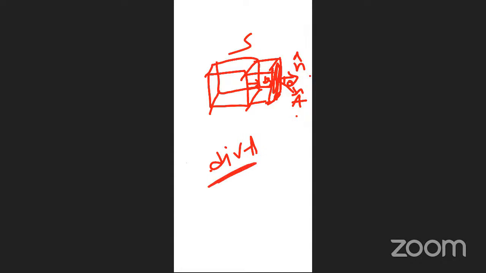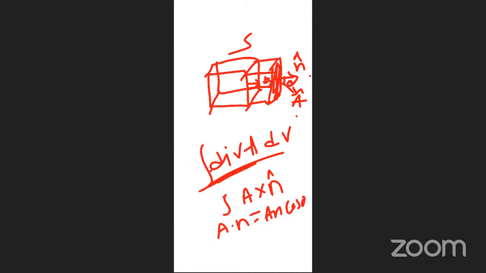Flux coming out of the volume dV is equal to the integral of del dot A, that is the divergence, into dV. The total flux coming from this entire volume is the integration of del dot A into dV. Then theta is the angle, so A and n are the vector and the unit vector. A dot n is equal to A cos theta.